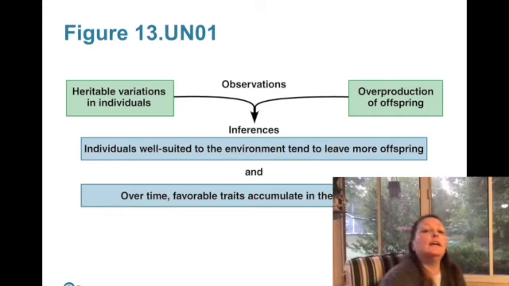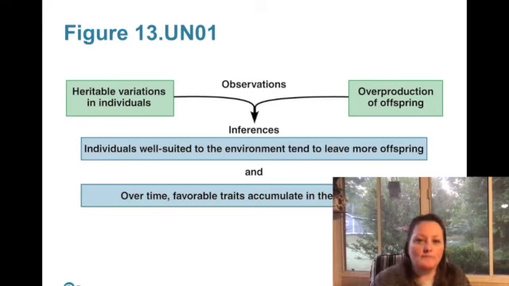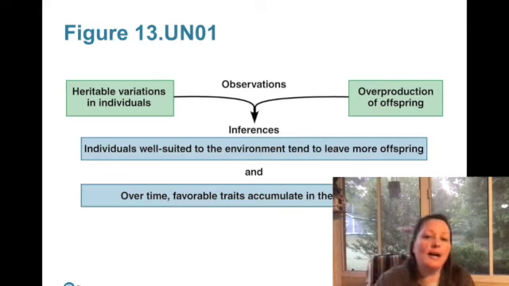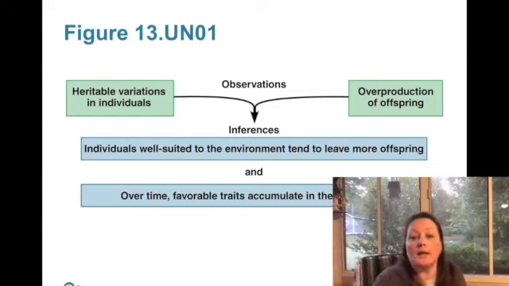So, here we go. This is showing you that we have our observations. You notice there's heritable variations in individuals. We covered this in the genetic stuff in 1, 2, 3. Overproduction of offspring. This means there's a whole bunch of babies. They're not all going to survive. So the ones who are best suited to the environment are going to reproduce more, so leave more offspring. And over time, the ones that have the traits that are more likely to survive are going to be the ones that are more in the population.